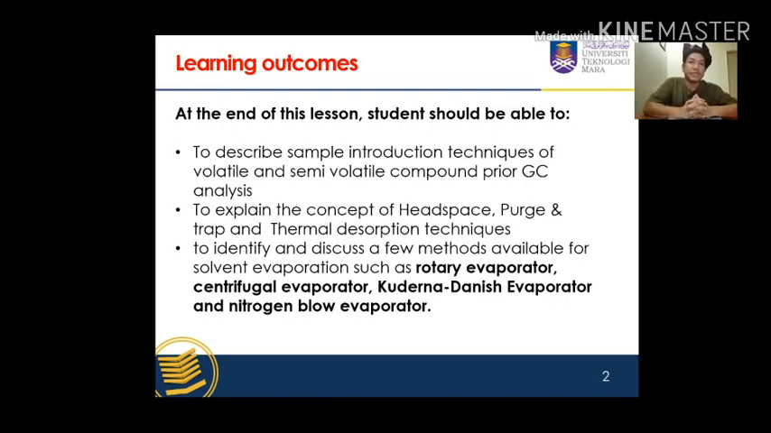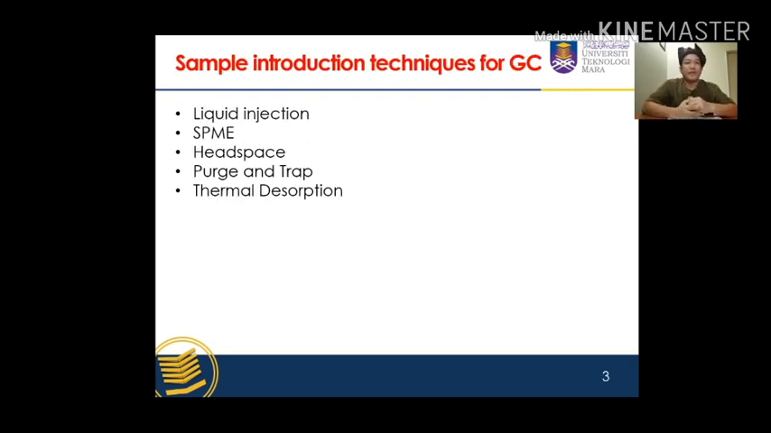In the second section, students should be able to identify and discuss a few methods available for solvent evaporation, such as the rotary evaporator, centrifugal evaporator, Kuderna-Danish evaporator, and nitrogen blow evaporator systems. Okay, let's start with the first section.